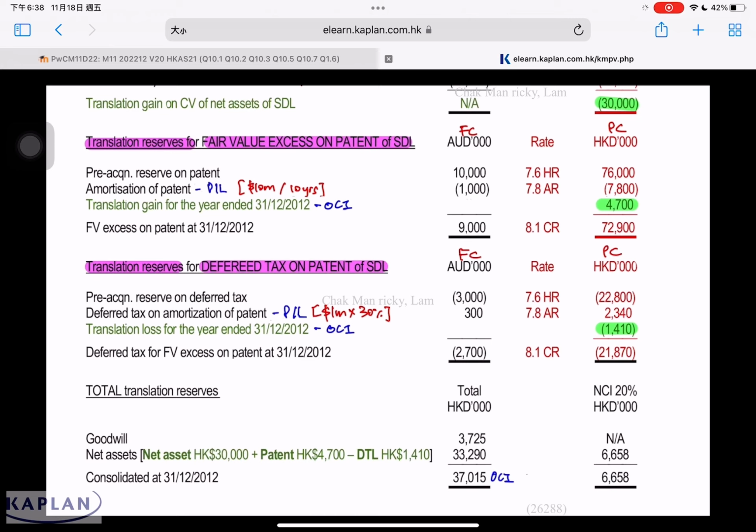The amount that belongs to the parent is the balance. We take this amount minus this, equals 30,357. This represents the parent's share, so this is part of the translation differences reserve account.